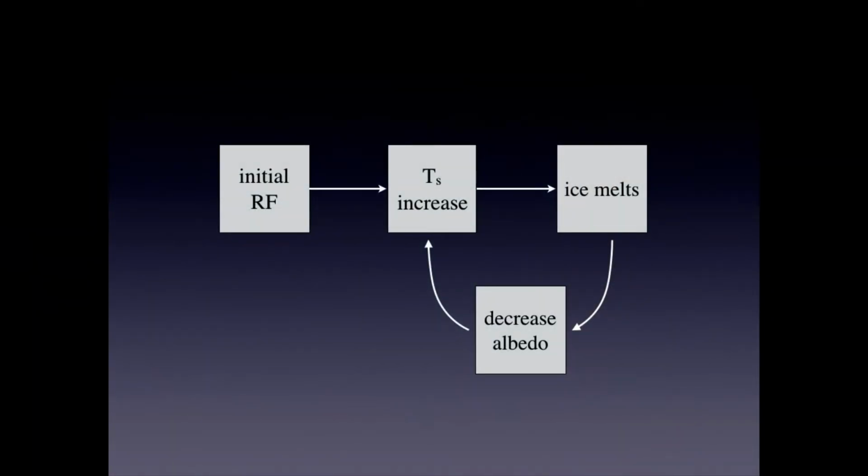It starts with some radiative forcing, which could be anything from an increase in greenhouse gases to the sun getting brighter. In response, the climate warms. However, this warming melts ice, which decreases the planet's albedo. This leads to more warming, and this additional warming melts even more ice, which leads to even more warming.